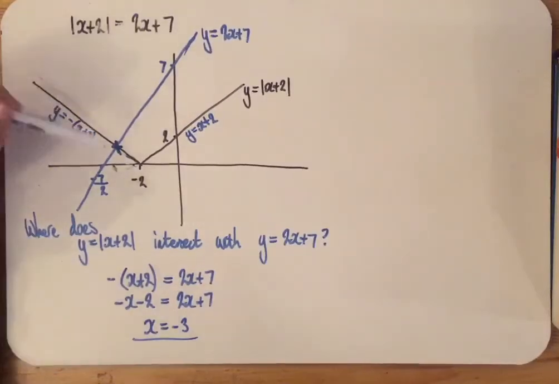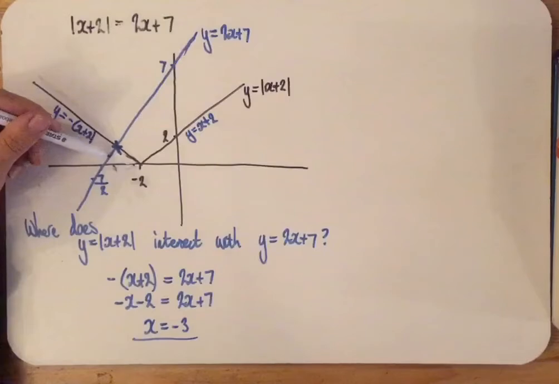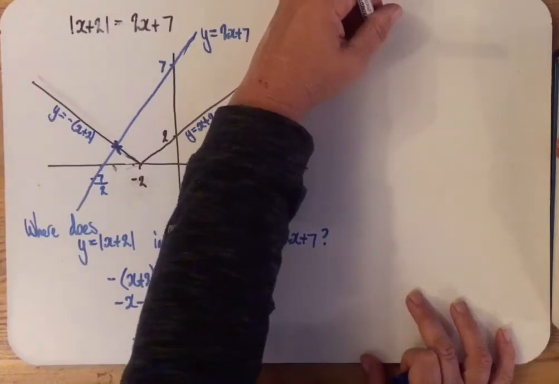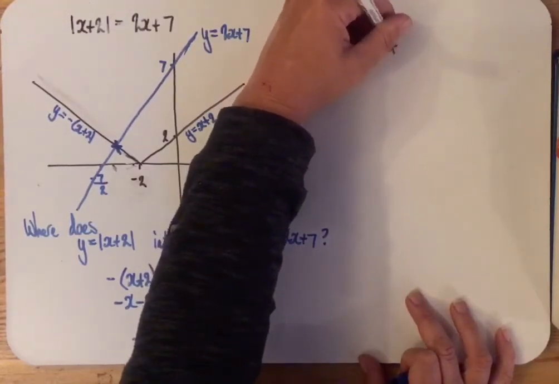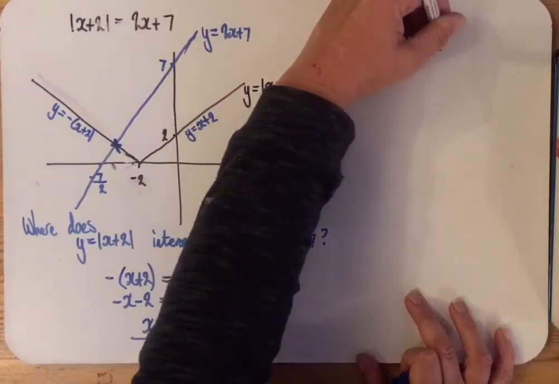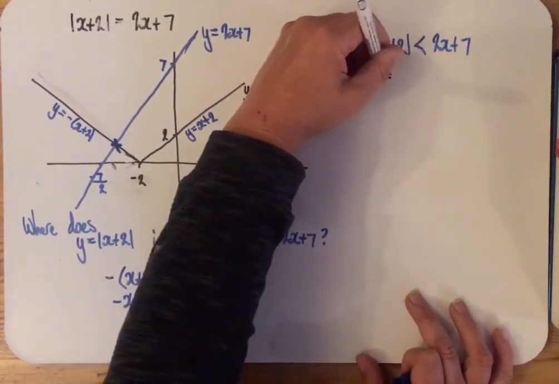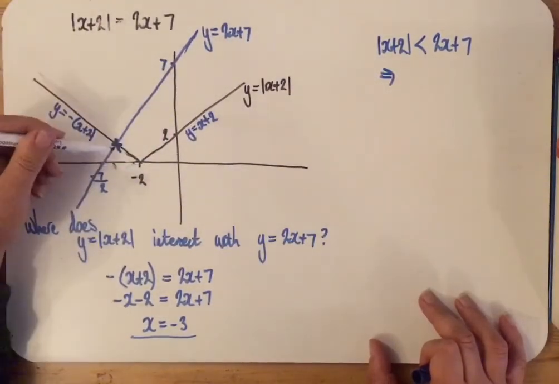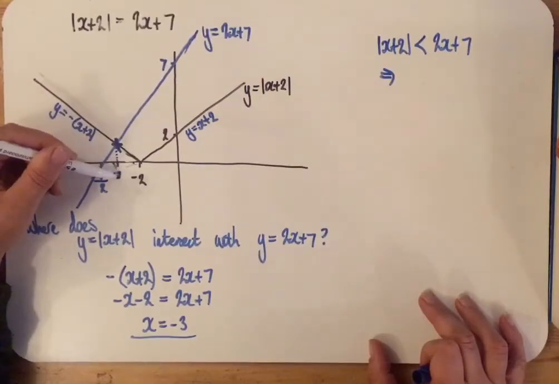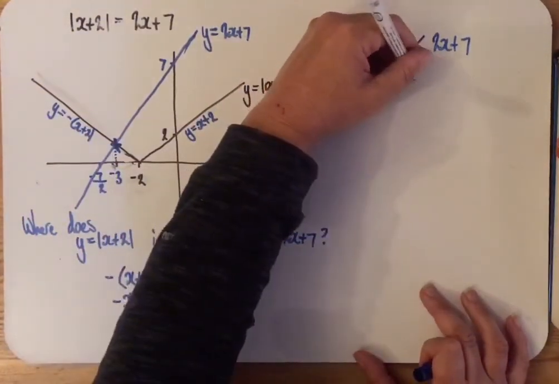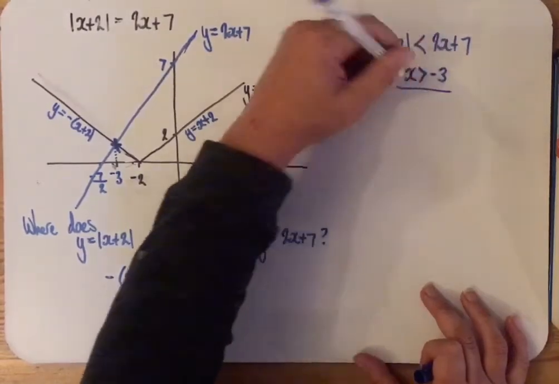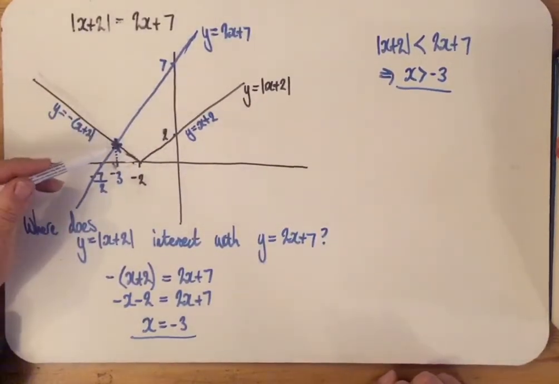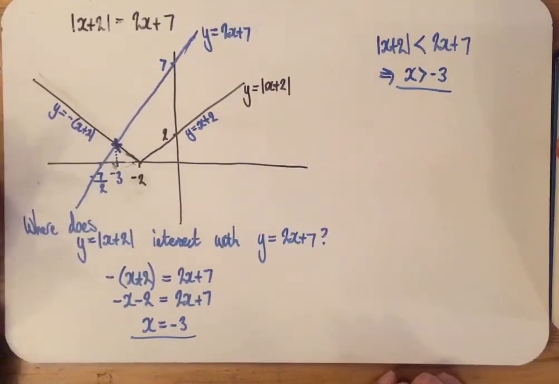And then you could also talk about where the value of this is bigger than the modulus, where it is smaller than the modulus. So if you wanted to do modulus of x plus 2 is less than 2x plus 7, then the modulus is below this graph for all values of x bigger than minus 3. But you're only going to get all this information from a graph, so you need to find the equations of the line segments for your relative points of intersection.